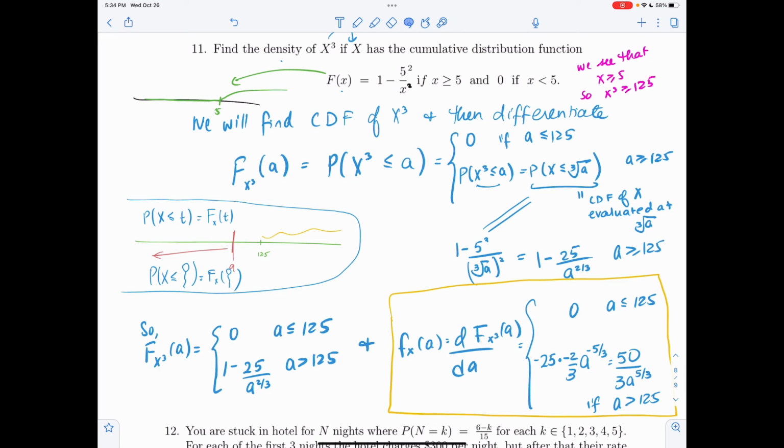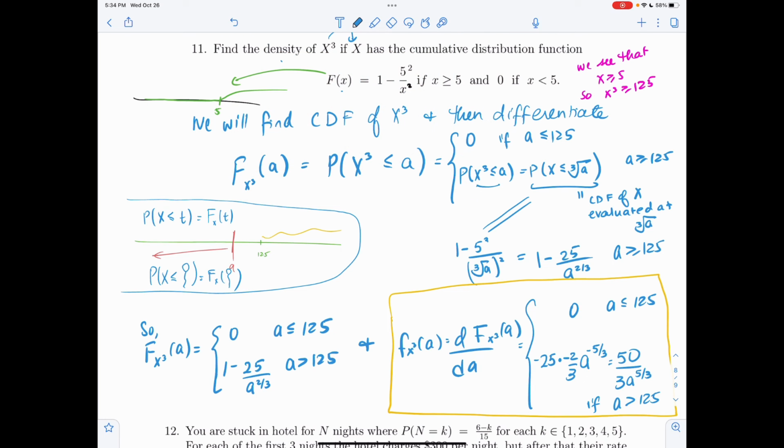Okay, over here, once we have the CDF of x cubed, the way we get the probability density function, or the density, is by differentiating it. The derivative of 0 is 0, and the derivative of 1 minus 25 a raised to 2/3 will be this over here. Put it together, and you get 50 over 3a raised to 5/3. And that's your density for x cubed, actually.